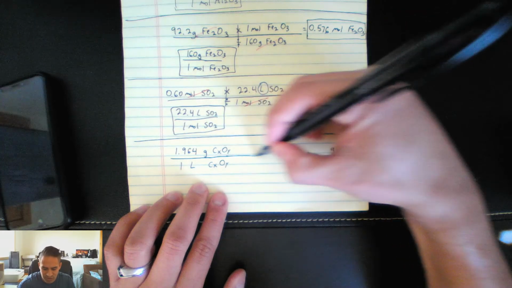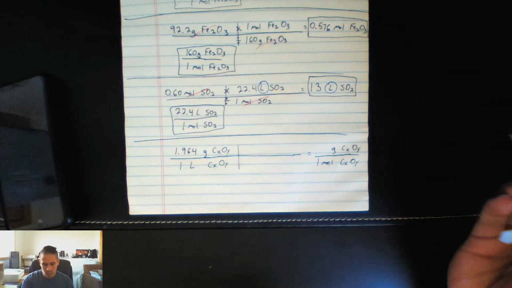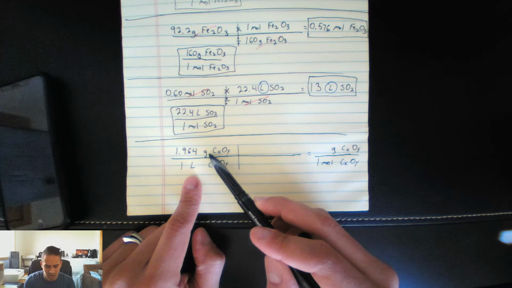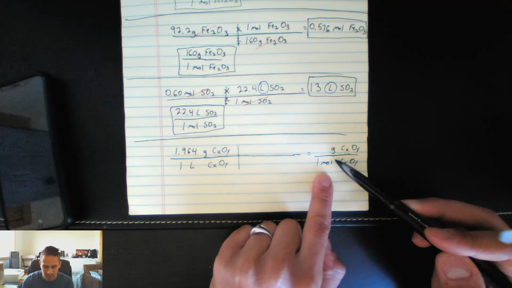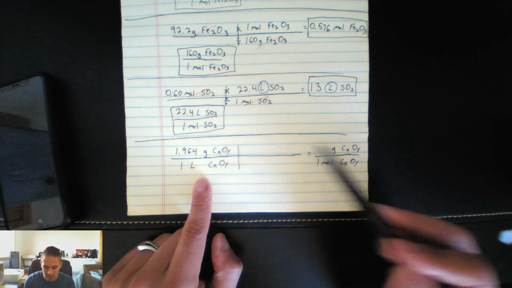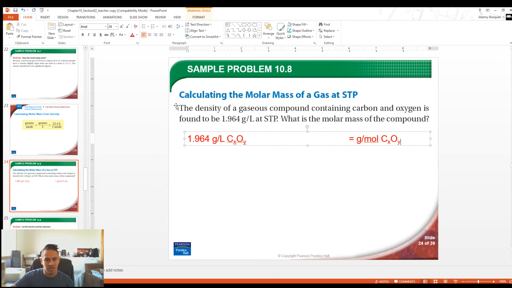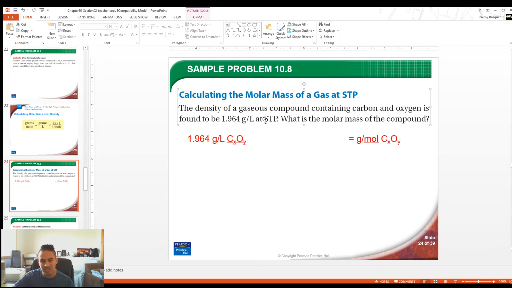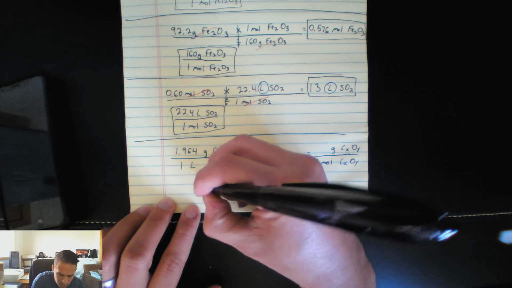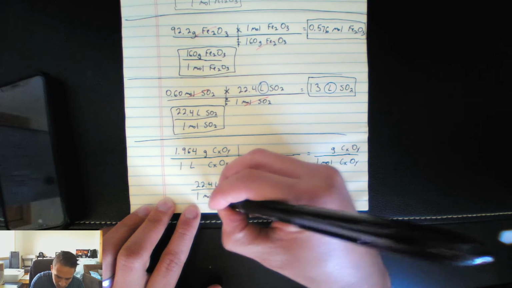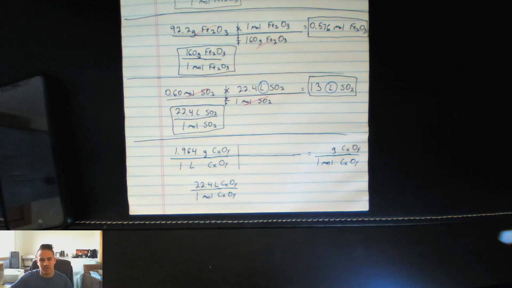So what they are looking for us to do, basically, is convert liters into moles, because we are starting with grams per liter and our answer is in grams per mole. We don't care about changing the grams. All we're trying to do is convert liters into moles. They are telling us that this gas is at STP, which means we can use the molar volume conversion to do this problem. We are going to use 22.4 liters of this gas is equal to 1 mole of this gas.